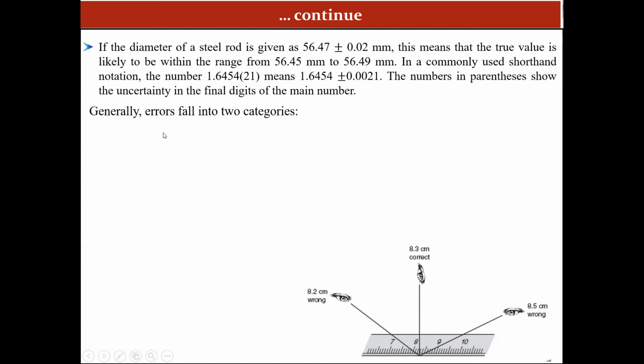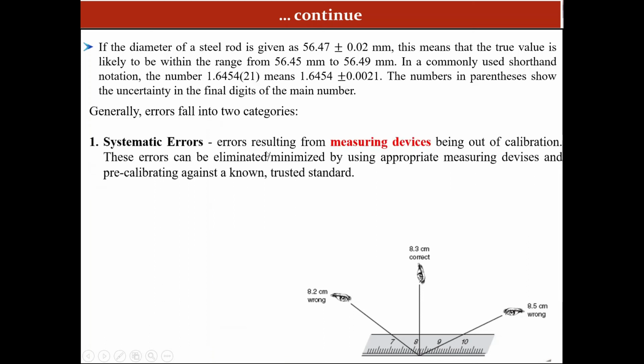Okay, so generally errors fall into two categories: random and systematic. First one is systematic error resulting from measuring devices. Here in systematic error, you are to consider the measuring device being out of calibration. If you don't calibrate measuring instruments in some time interval, then you will face error, and that error is systematic error. This error can be eliminated or minimized by using an appropriate measuring device, and pre-calibration is very important. Sometimes the device may measure above the expected or below the expected.